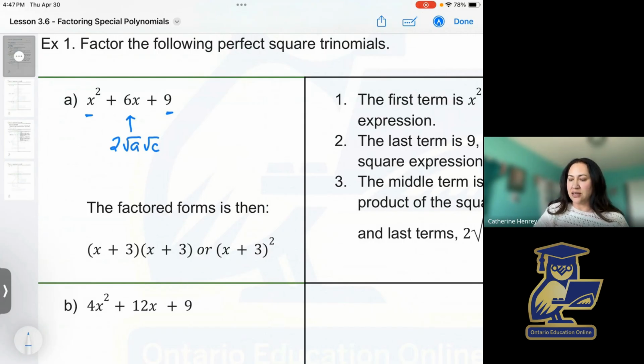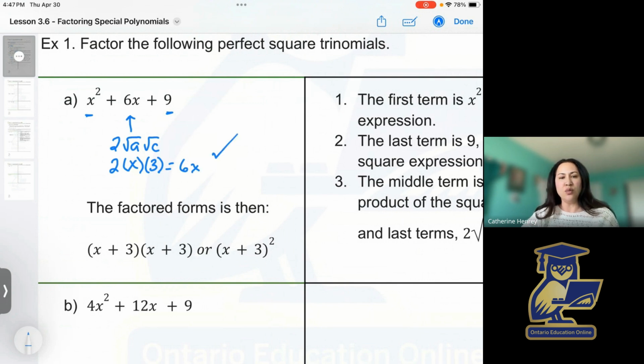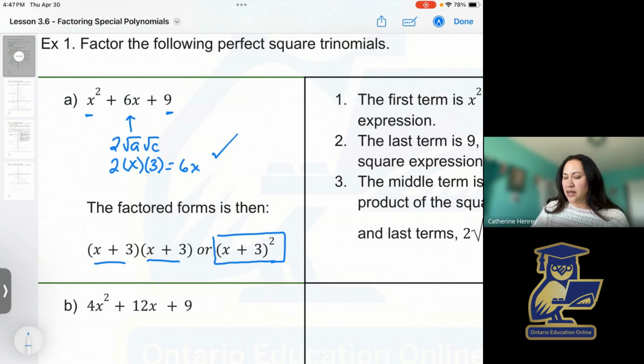So in this case, 2 times the square root of x squared is x, and the square root of 9 is 3, and so that equals 6x. And so yes, the middle term is equal to 2 times the square root of a times the square root of c. So now that we know that, the factored form is just simply x plus 3 times x plus 3, or you can simply write it as x plus 3 squared. Okay? The plus sign in the middle here also comes from the plus sign in front of the b.